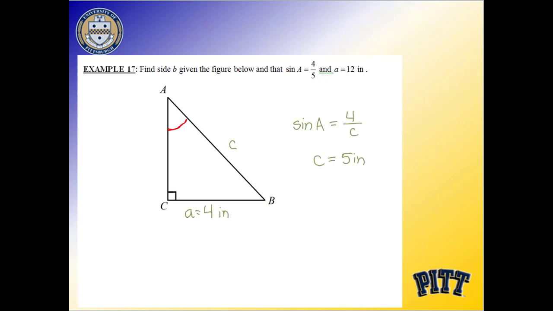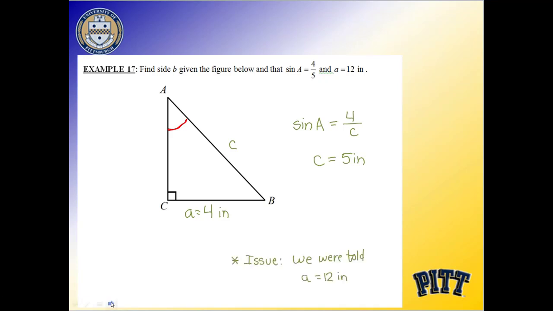A big mistake that students make with this is they think, okay, well, A is going to equal 4 inches. The sine of A is 4 over C. And since the sine of A has to be 4 over 5, then C has to be 5 inches, and they go with those as the measurements. That's not the measurements because we were told explicitly that A is not 4 inches, A is 12 inches. So make sure you're obeying what it tells you.